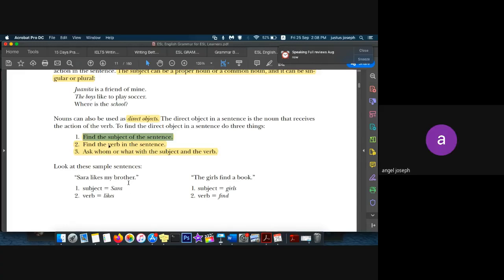Okay, second step, find the verb in the sentence. Who is the verb? Likes. Sarah, the action or the emotion that Sarah has is Sarah likes. Okay, so that becomes a verb.